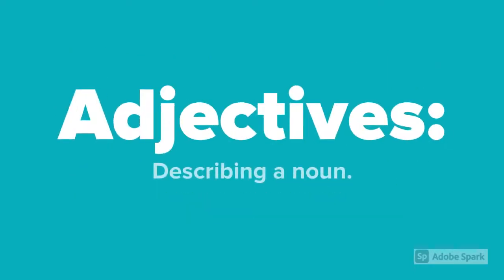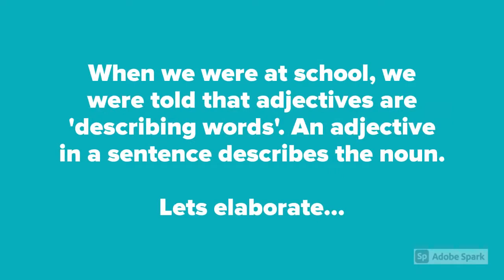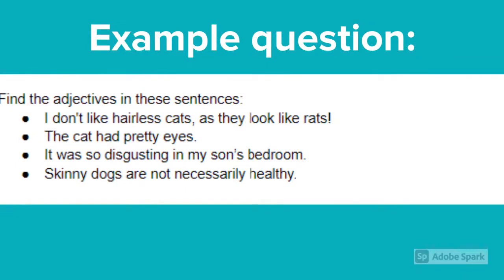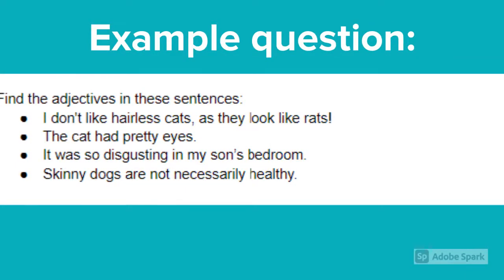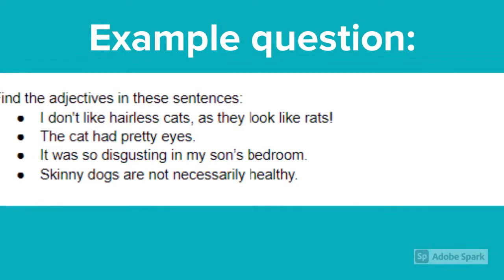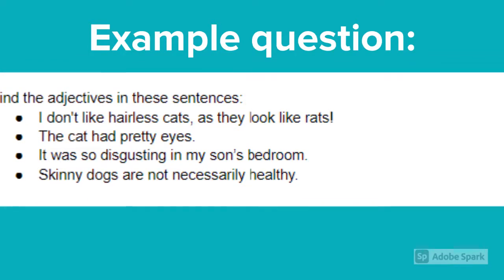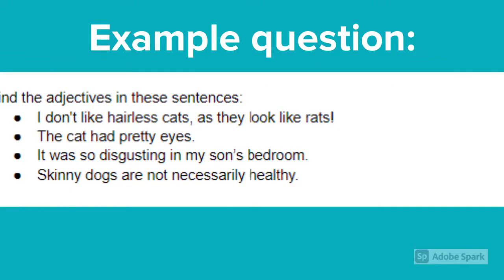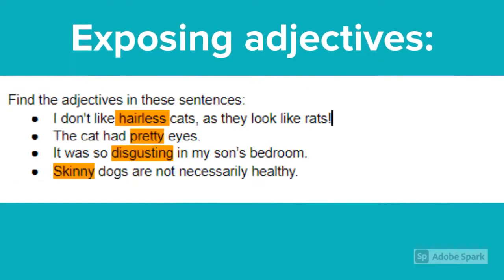Now we're going to look at adjectives. Adjectives are words which describe the noun in a sentence. So when we were at school, we were told that adjectives were describing words. But an adjective in a sentence acts to describe the noun. Let's elaborate. Here we have an example of the types of questions that children will be provided from their school in regards to adjectives. So they'll be asked to find the adjectives in these sentences.